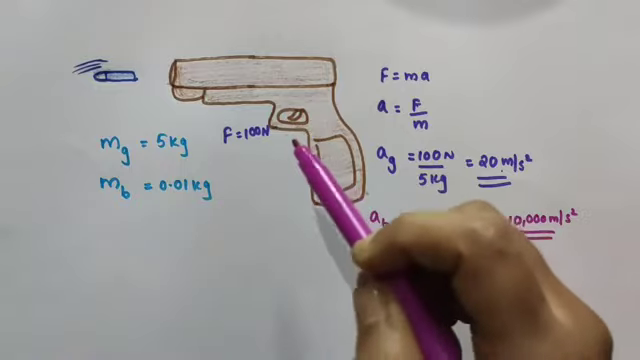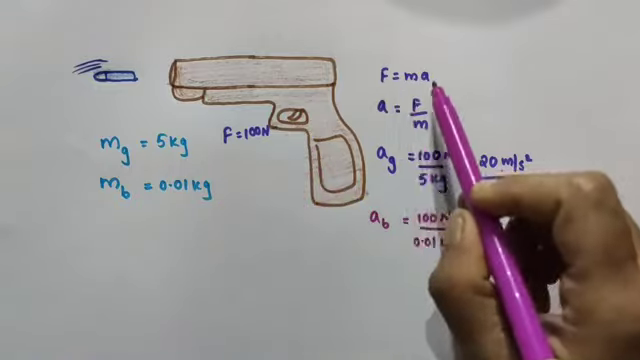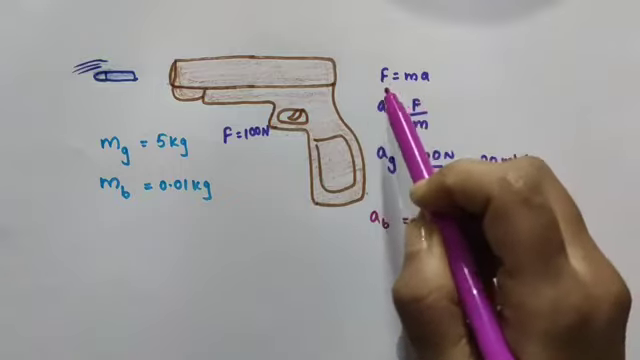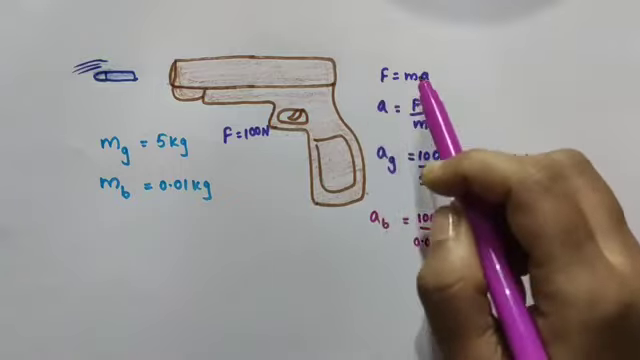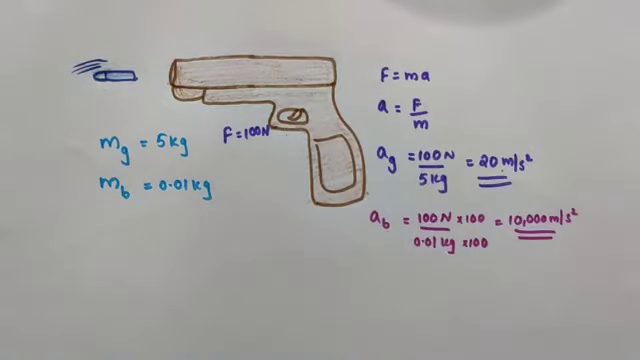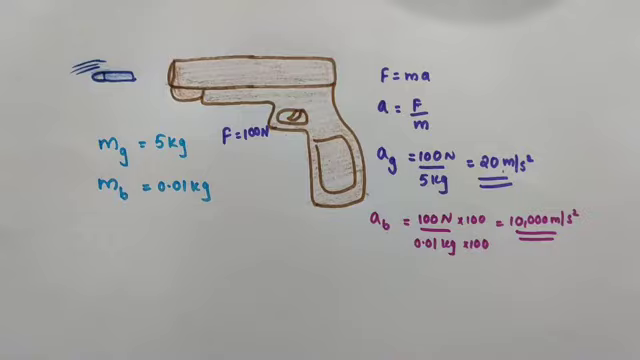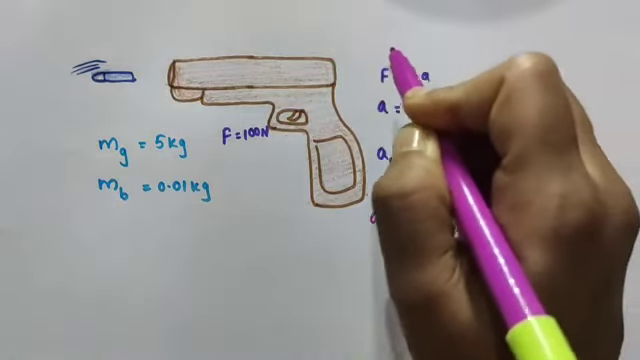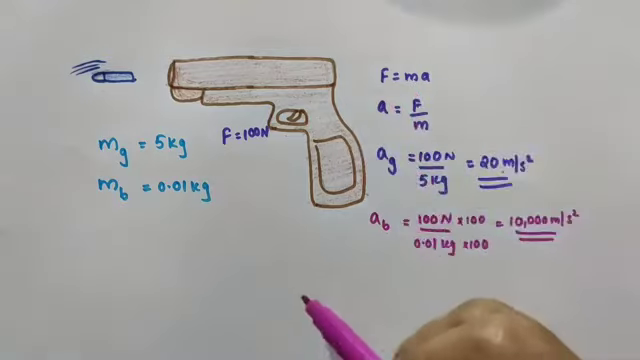From Newton's second law of motion, we have F = m × a. That is, when a force F is applied on an object of mass m, it gets accelerated with an acceleration a such that F is equal to mass times the acceleration. We have discussed the derivation of this mathematical equation of Newton's second law of motion in our previous videos. I hope you remember this.